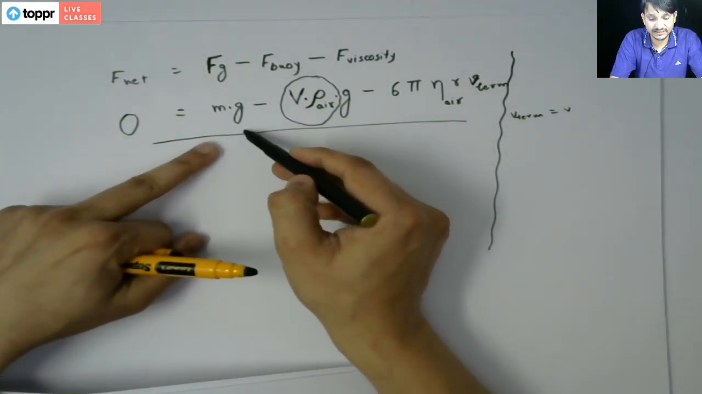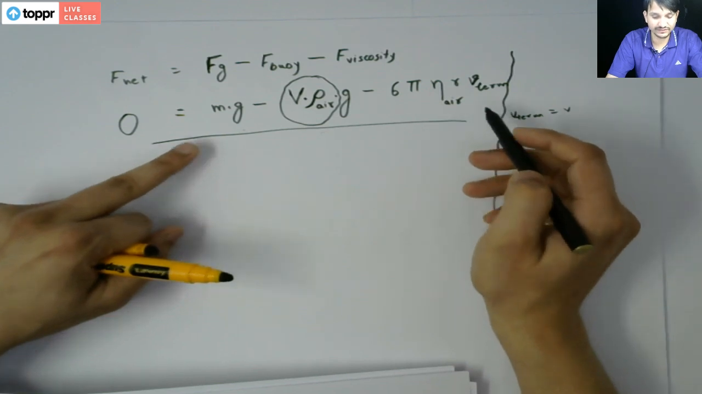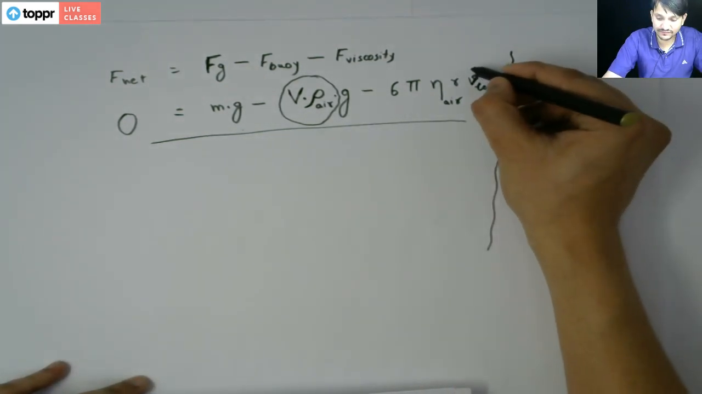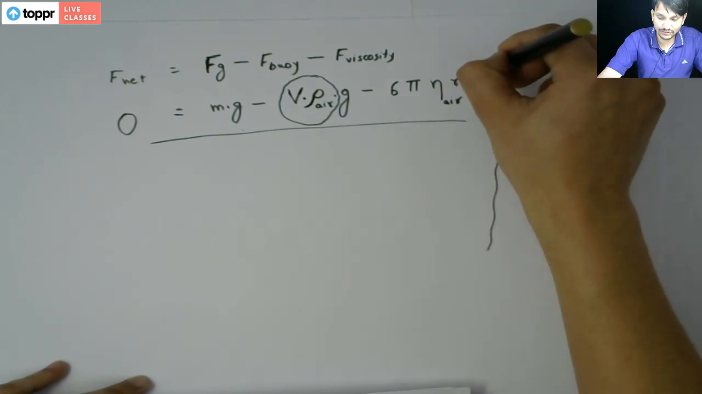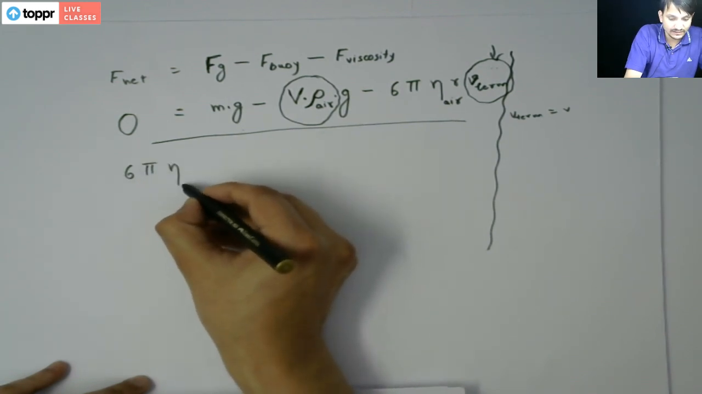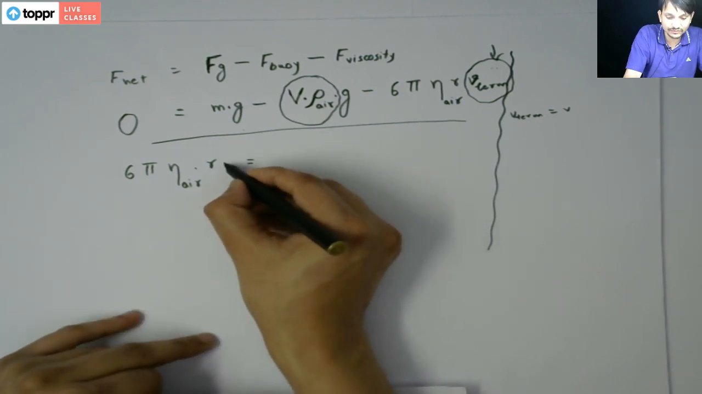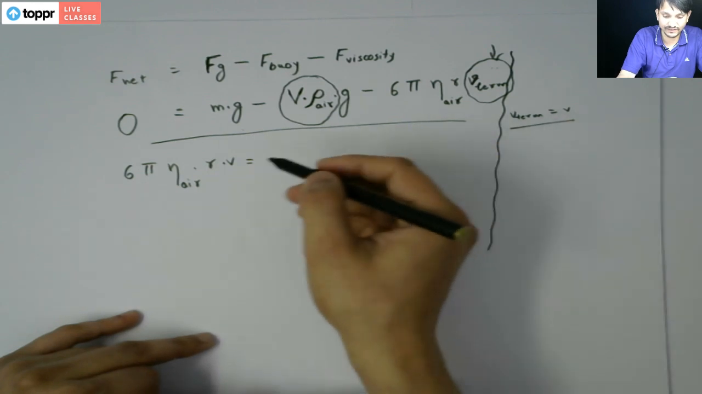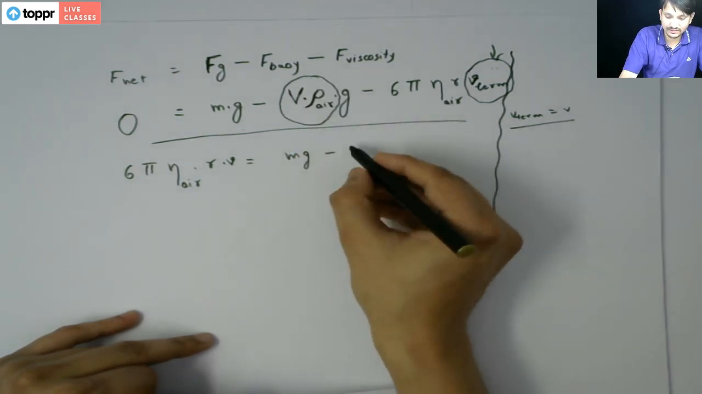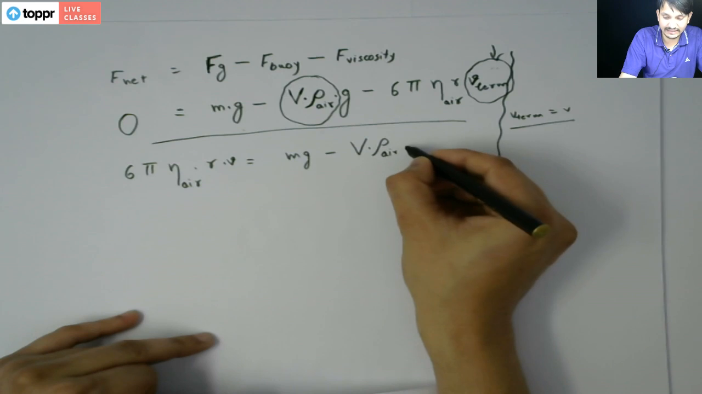The gravitational pull subtracted by the buoyancy force, subtracted by the force of viscosity. Now to solve it, we need to find this V term, so we'll try to isolate it. We can say 6 pi eta air into R into V equals mg minus mass of air, or say volume of that object into density of air times g.